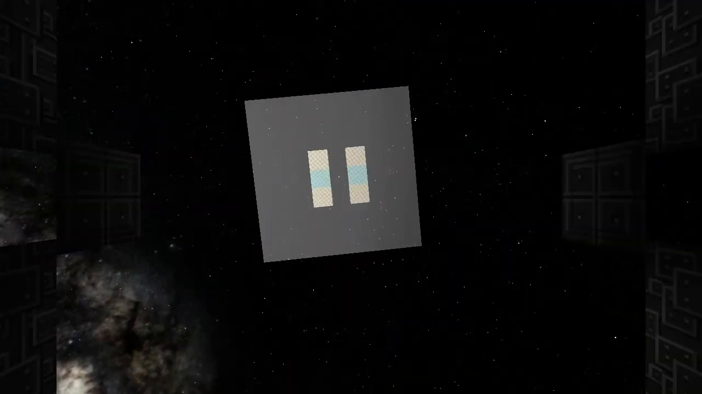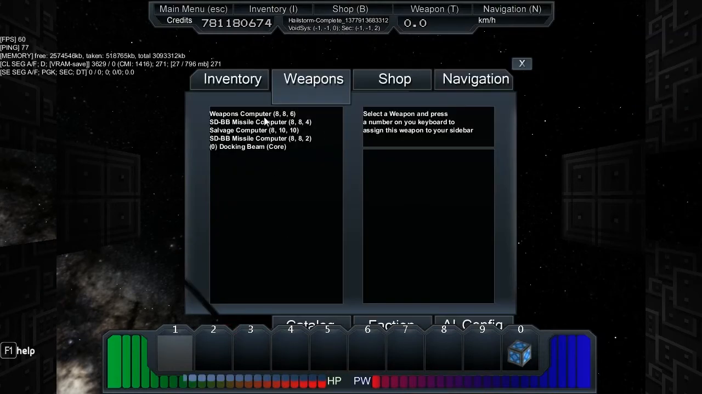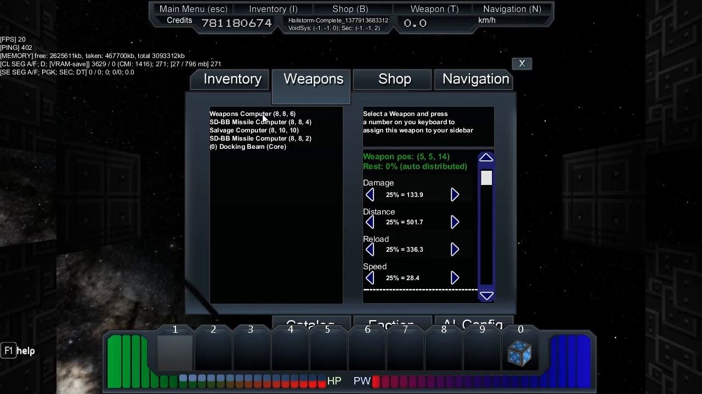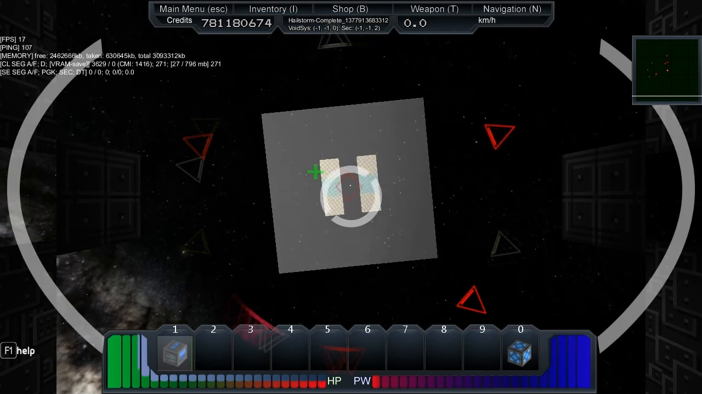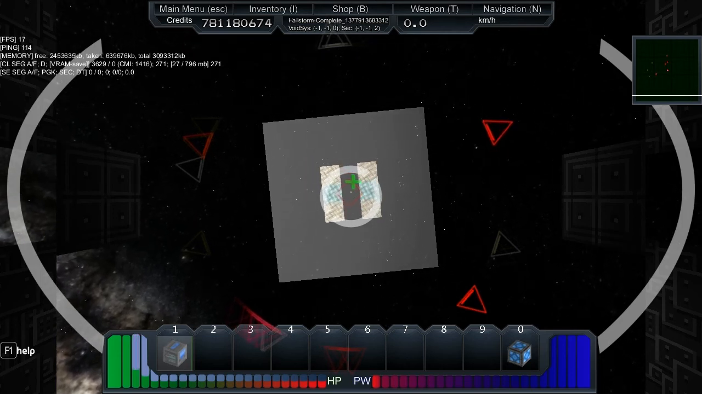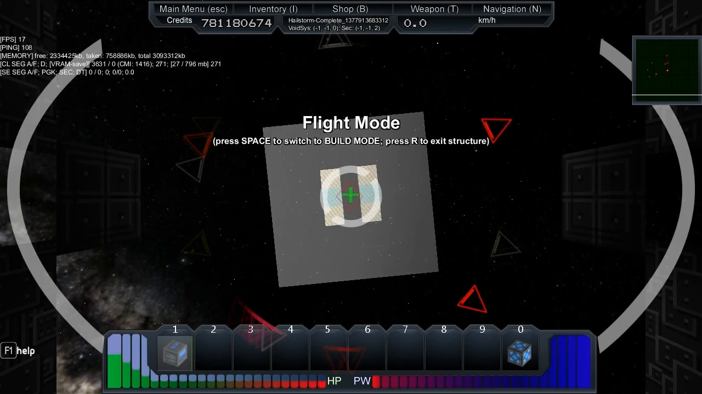Okay. I'm in. Weapons computer is armed. And mapped. Okay, I'm sighting up on the target. I'm going to aim for the core. One shot.